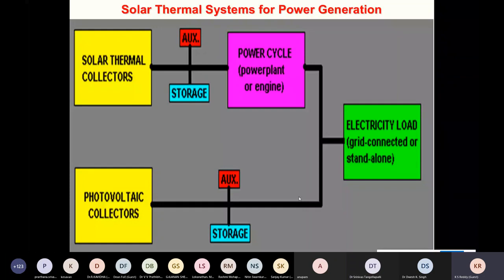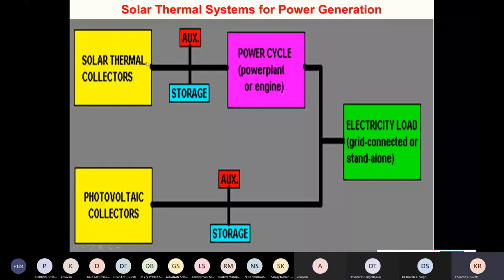In my introduction, I mentioned that solar energy can be converted directly into electricity in two ways. One is photovoltaics, which converts solar energy into electricity and you can connect to the grid. It can be grid connected or standalone. We can use it in houses also. In such a case, in order to improve the reliability, you have to go for storage, that is battery storage, electricity storage, or any auxiliary system.